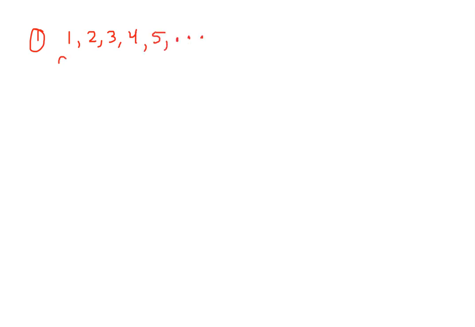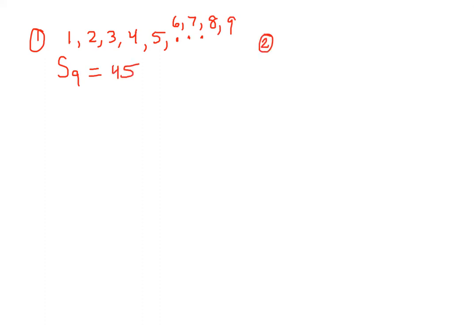And it says find S9. That means you're going to add up the first 9 terms. Well, what do we have here? We have 1, 2, 3, 4, 5 terms, so we need 6, 7, 8, 9. So we're going to add all those terms up, and you get 45.